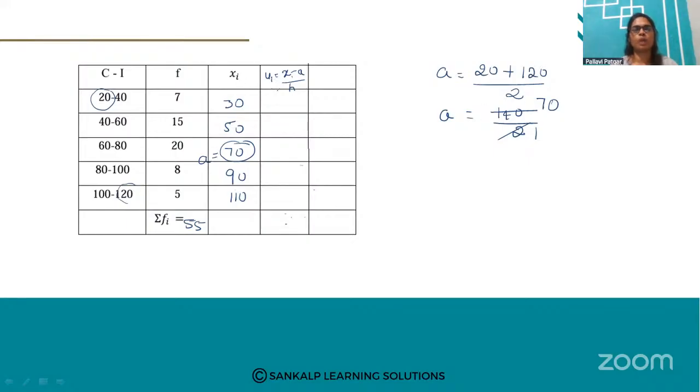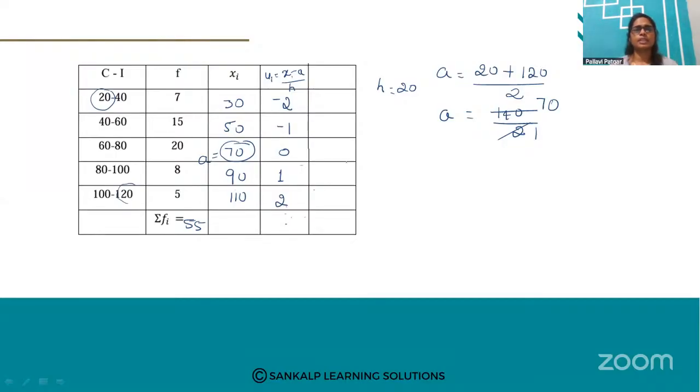Now we have to find ui. ui is xi minus a divided by h. 30 minus 70 divided by 20. Here, what is h? The class width is 20. So this is minus 2. 50 minus 70 divided by 20 is minus 1. 70 minus 70 divided by 20 is 0. 90 minus 70 divided by 20 is plus 1. 110 minus 70 divided by 20 is 2.